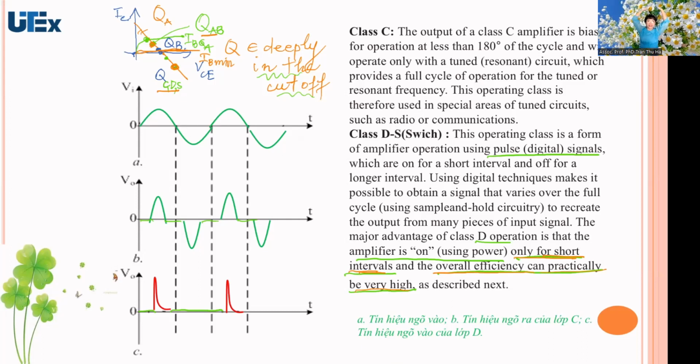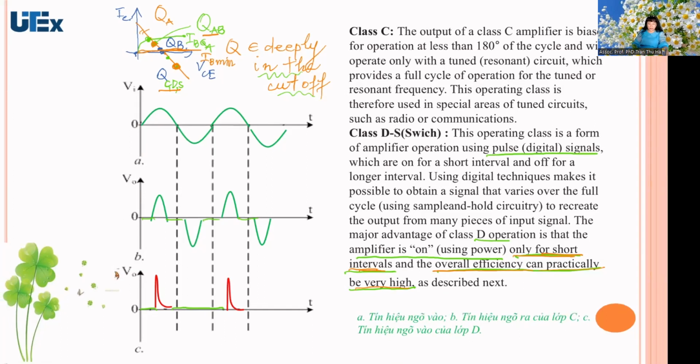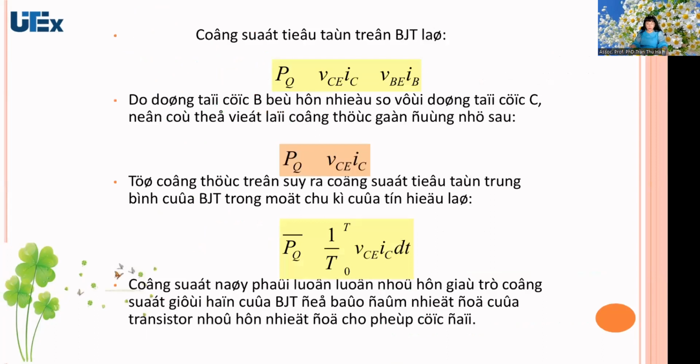And it means, in your summary, you can see class D and S. Here, the output waveform has the distortion 100%. But the coefficient of efficiency is very high because they use the input signal DC energy very small, only shortly. Okay. And now, why?